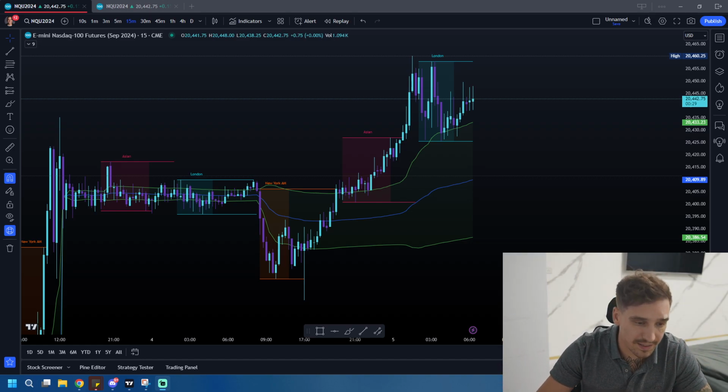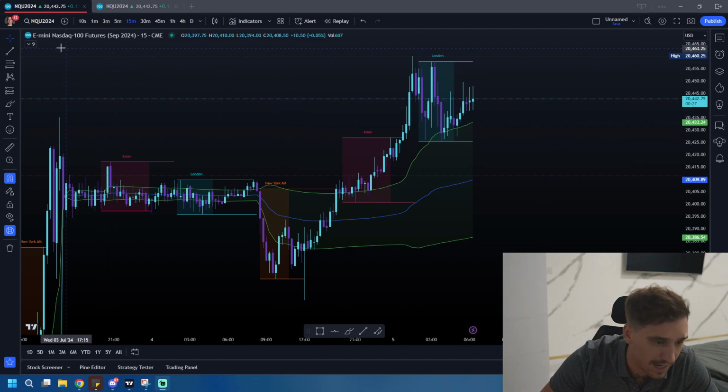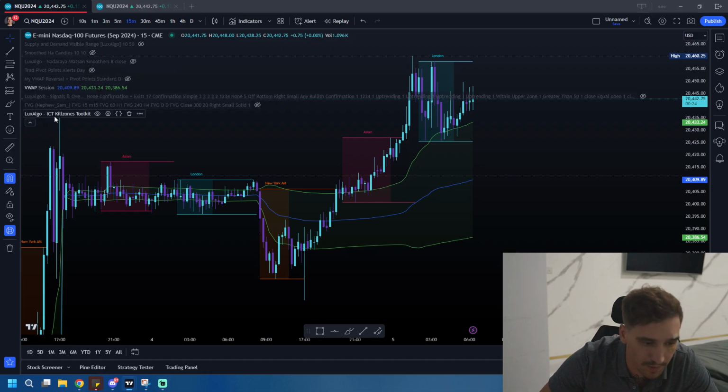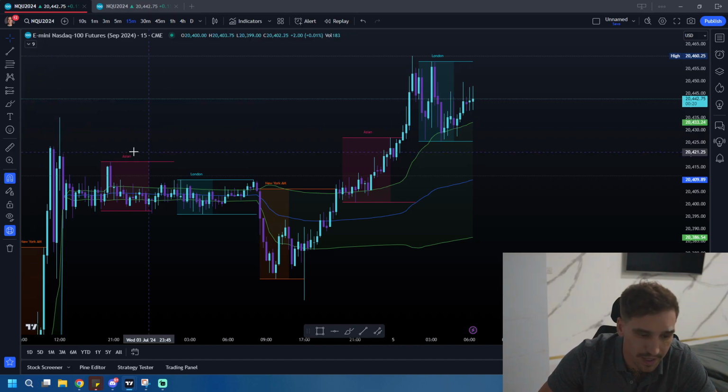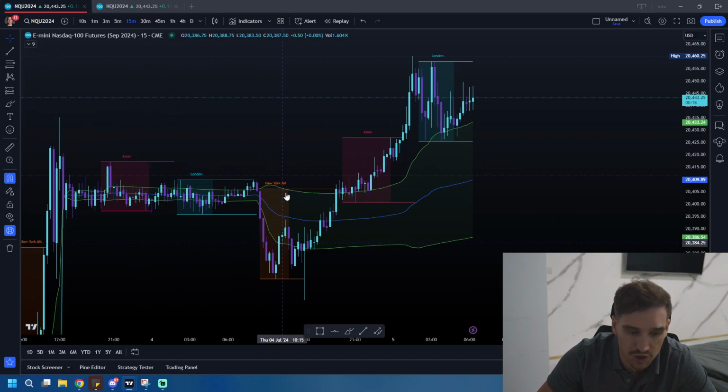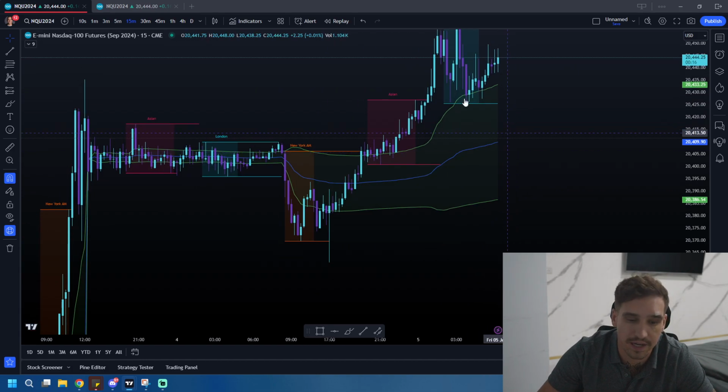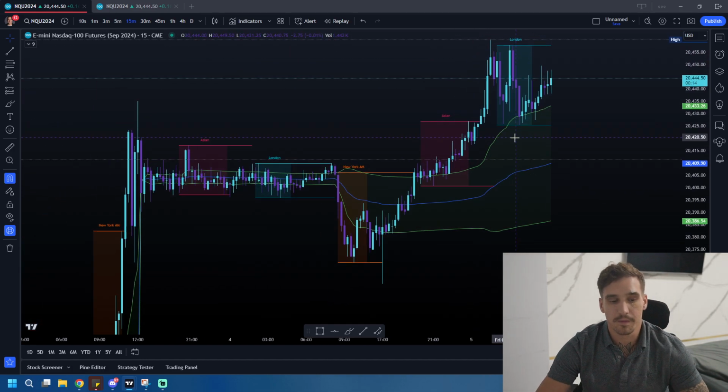Okay, so I got this nice little indicator. You guys can grab this too. It's called Lux Algo ICT Kill Zones Toolkit. It kind of just gives you an outline of each zone, right, and all the pivot points in the zone.